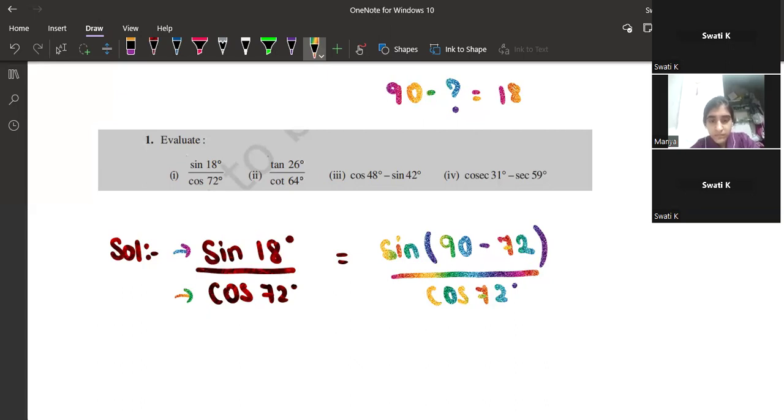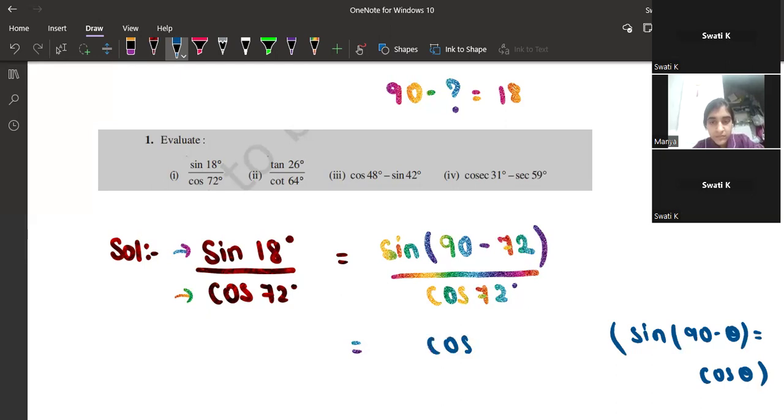Okay, so now tell me what is the sin 90 minus theta formula. And remember that whatever formula you use, you have to write it on the side. Okay, I'm telling you for the examination hall, you have to write it. So you can write, since we know that sin (90 minus theta) is cos theta, so sin (90 minus 72), instead of theta we have 72. So what will be sin (90 minus 72)? Will that not become cos 72? Right? Cos 72 degree upon cos 72 already here.